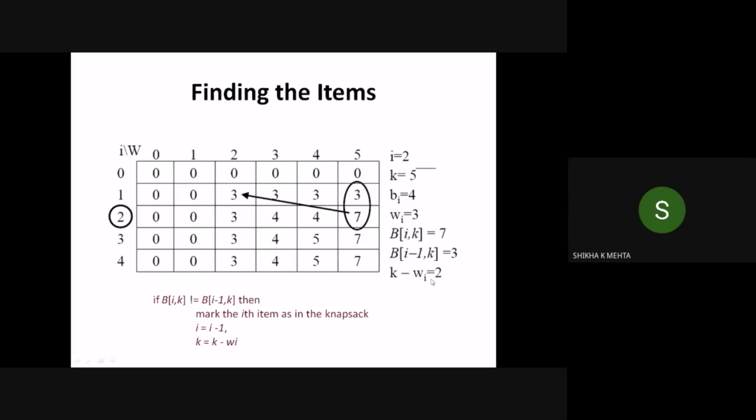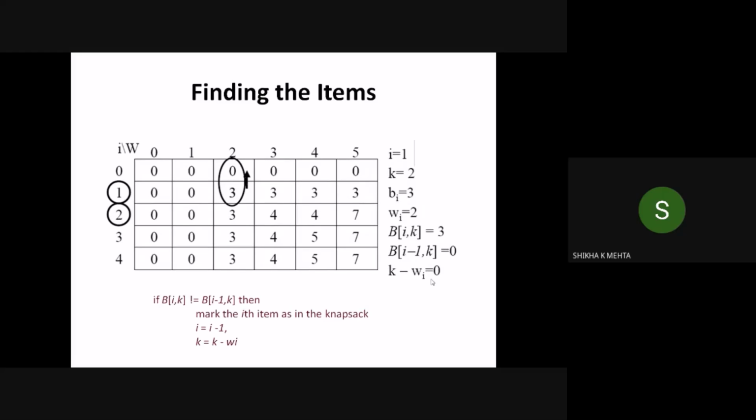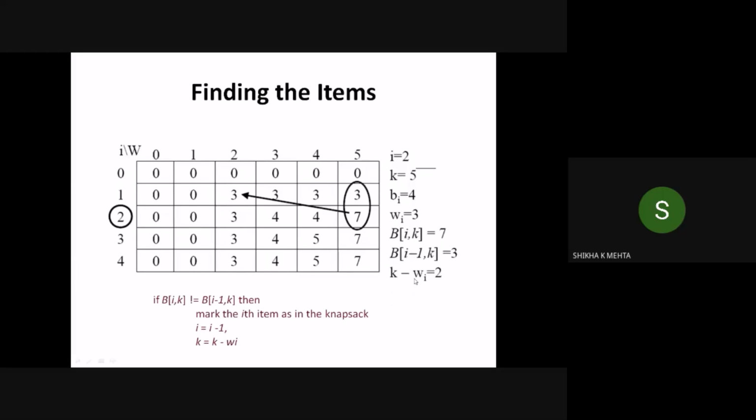So that means the capacity of the knapsack that we are left with now is only 2. So we move on to the next item. We have marked the second item to be in the knapsack. So now we move on to the next item. Now here you see, since we can include only this much of weight, K is equal to K minus WI is equal to 2.